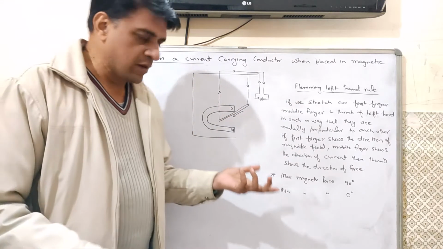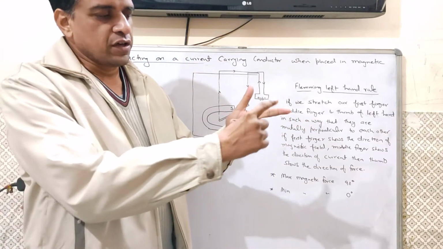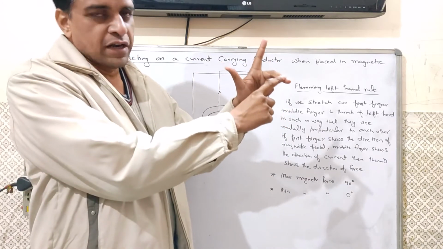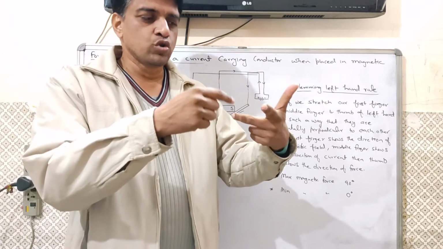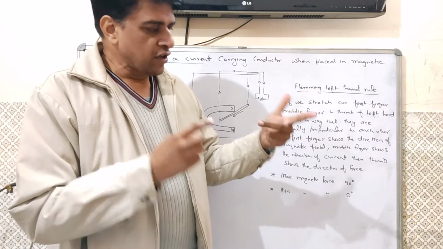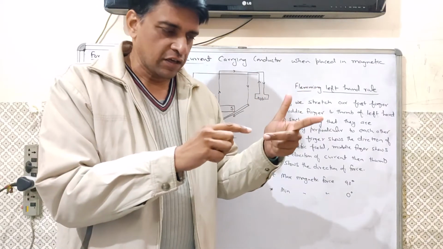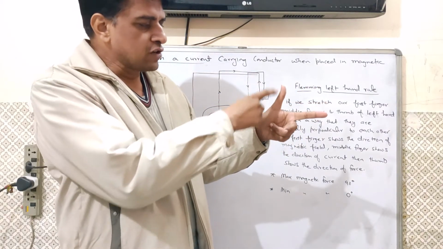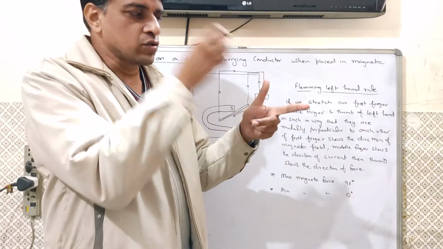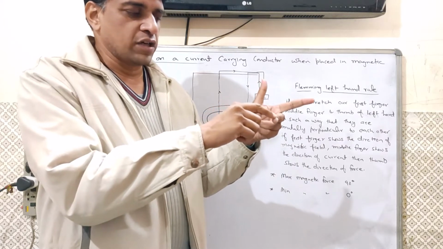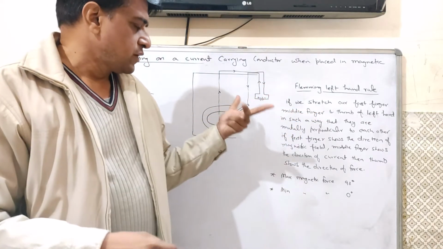What do we mean by Fleming's left hand rule? Fleming's left hand rule says that if we stretch the first finger, middle finger and thumb of our left hand in such a way that they are mutually perpendicular to each other, and if the first finger shows the direction of magnetic field and the middle finger shows the direction of current, then the thumb will show the direction of force. I repeat, the first finger shows the direction of magnetic field, the middle finger shows the direction of current, then the thumb will show the direction of force.